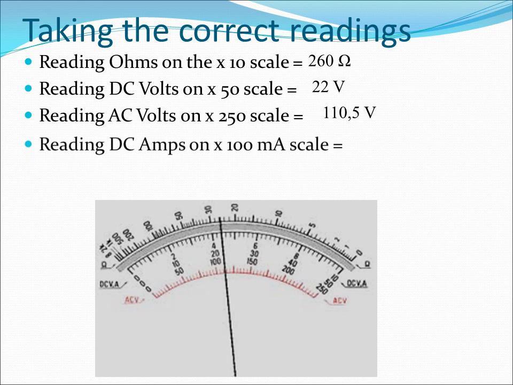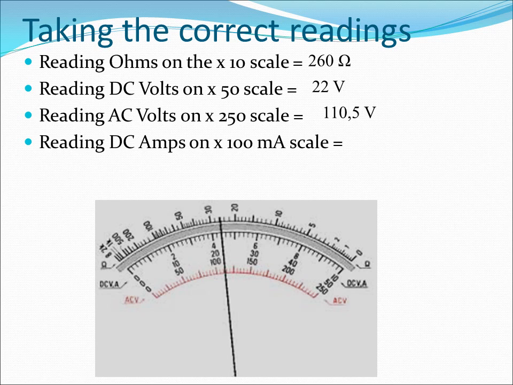For reading DC amps, the scale is divided into milliamps and microamps. If the scale indicates 250 milliamps, you have to read from the 250 scale. If it indicates 25 milliamps, then of course you must also read it on the 250 scale. But then the maximum reading can only be 25 milliamperes. In other words, dividing by 10.